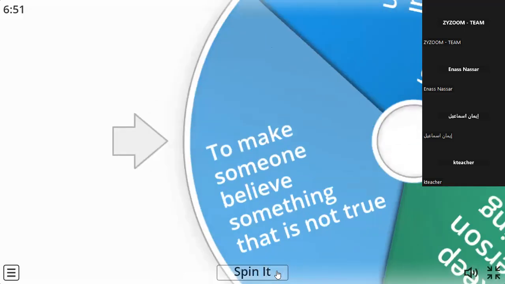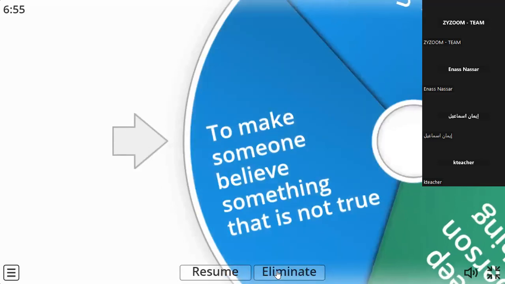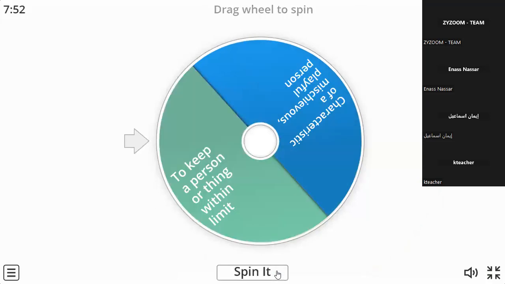To make someone believe something that is not true, meaning has a double face. Okay. Starts with D. Deceiving. When you deceive someone, you show something that is not really inside you. Okay? We have two more words.